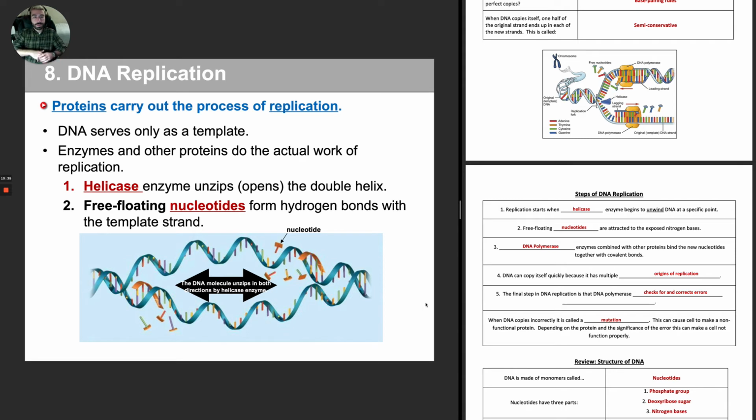And so the first thing we need to talk about is that DNA doesn't actually copy itself. It's not the thing doing the copying. So DNA just serves as a template. It's essentially a book of code, and it says, hey, read me, copy me, share the good word, right? But the book's not going to read itself. And so enzymes, which are a specific type of protein, those, along with other proteins, do the actual work of replication. And so enzymes are a type of protein that either speed up reactions or help break things down.